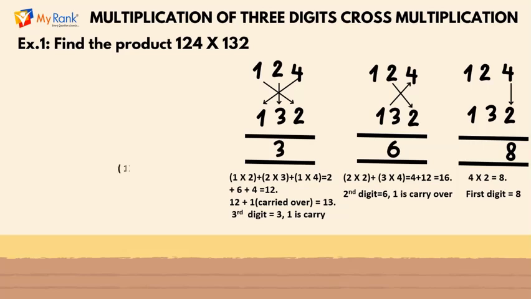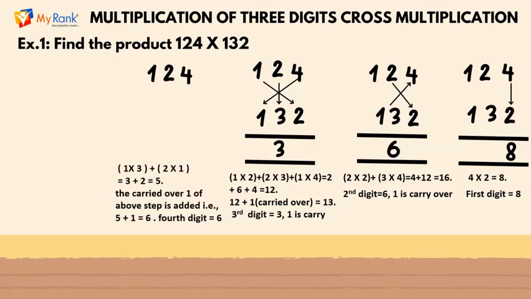Step 4. Crosswise multiplication. 1 into 3 plus 2 into 1 equal to 3 plus 2 equal to 5. The carried over 1 of second step is added. That means 5 plus 1 equal to 6. So, fourth digit is 6.